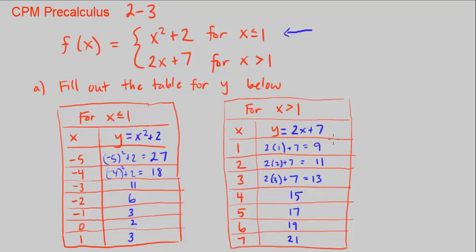Okay? I also noticed that we're going up. We're adding 2, adding 2, adding 2, right? 7 plus 2 is 9. 9 plus 2 is 11, plus 2 is 13, and so on. Okay, and that makes sense because this is the equation of a line, right? 2x plus 7 is just a line with a slope of 2 and a y-intercept of 7, right? So let's go ahead and go on to part B.